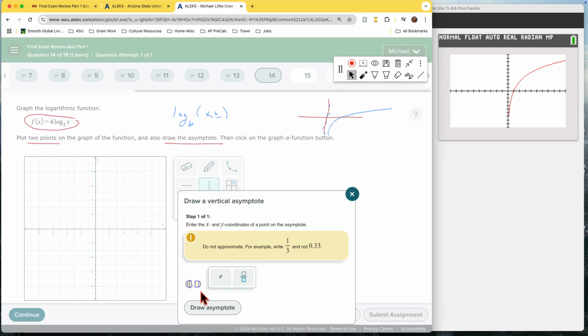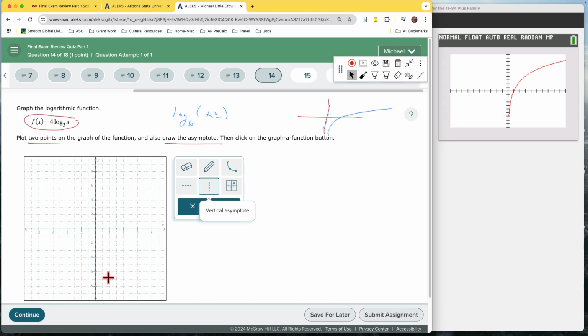Right, so we have to put in an x and y value. X will be 0 for the asymptote. Y can be anything we want it to be. Draw it. It's hard to see, but it is a dashed line there, so that's in there. Then we need 2 points, and a nice point to usually pick with logarithms is if you put in x equals 1, you will get the logarithm to be equal to 0.